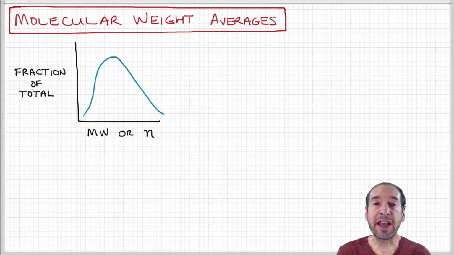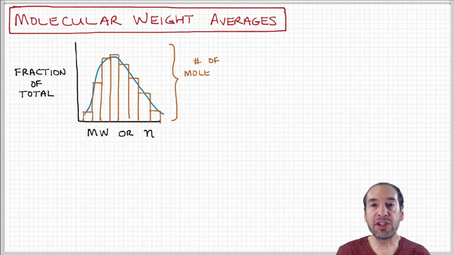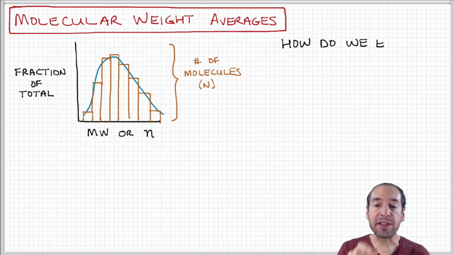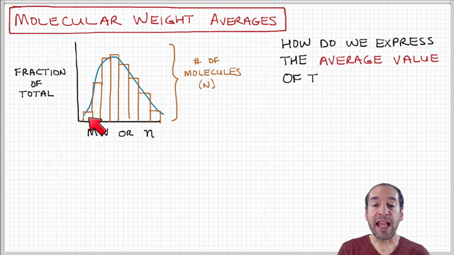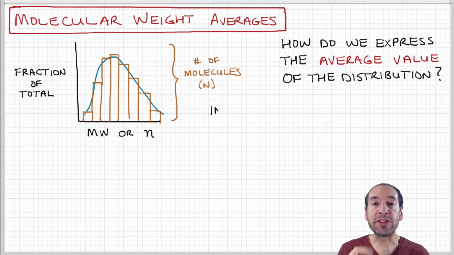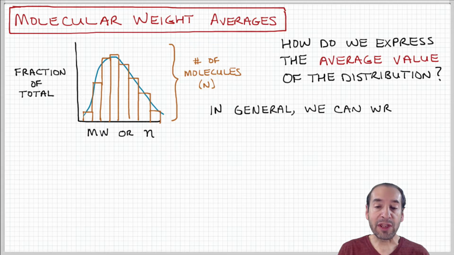But it's very rare that a sample is going to contain chains that have all exactly the same length. A more realistic scenario is shown here, where we have a distribution of molecular weights across our sample. And the question then is, how can we come up with a parameter or a number that represents the average of this distribution? The first thing we can do is recognize that we can break this continuous distribution up into discrete bins where the width of this bar is the range of molecular weights, and the height of the bar is the number of molecules in the population that have a molecular weight within that range.